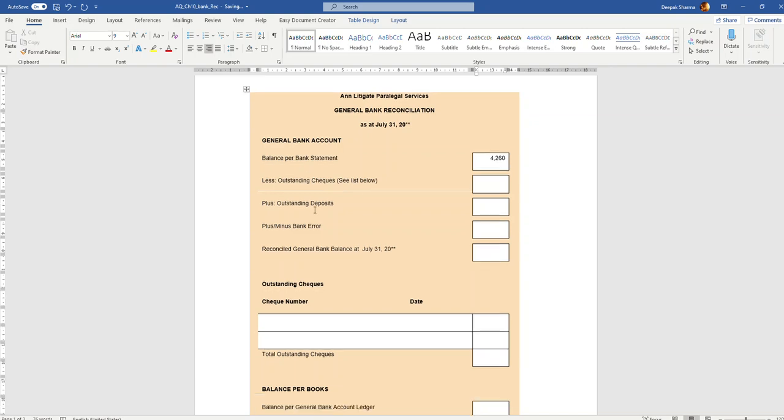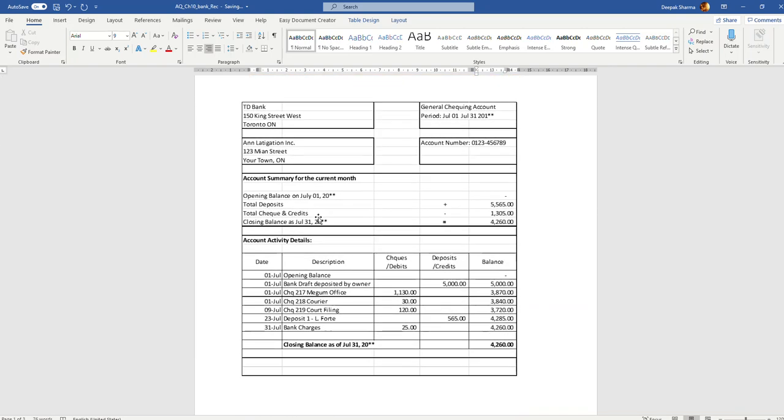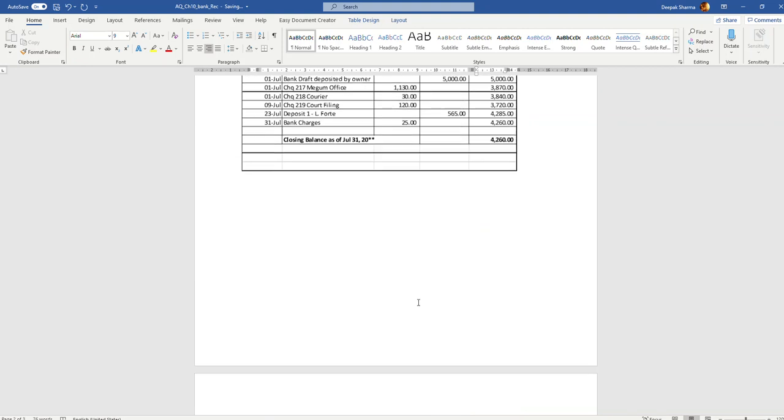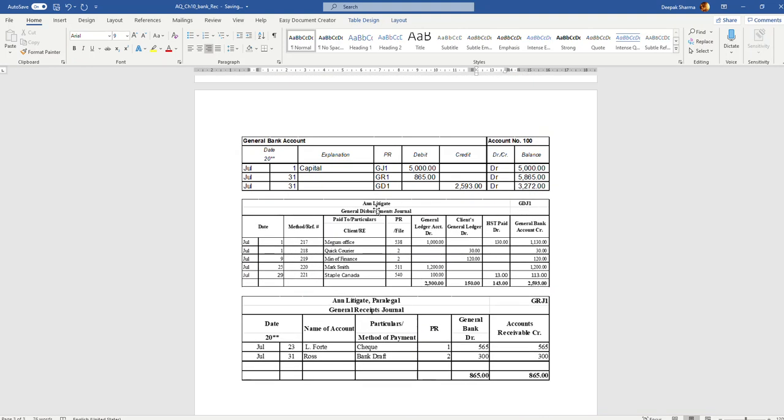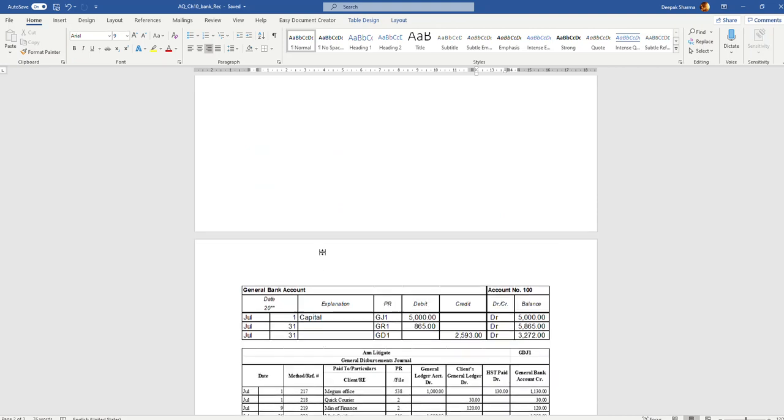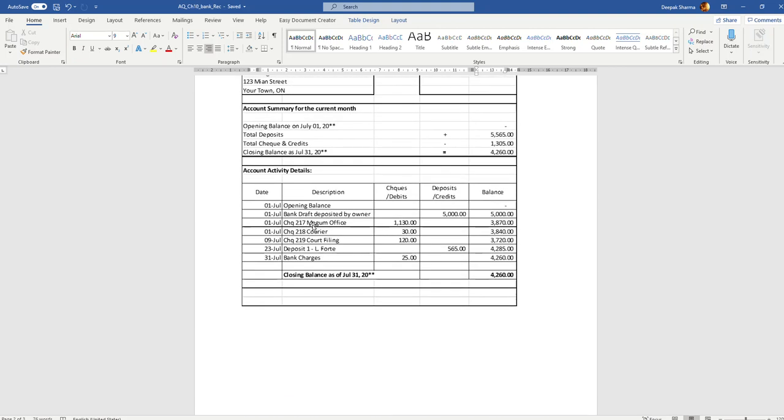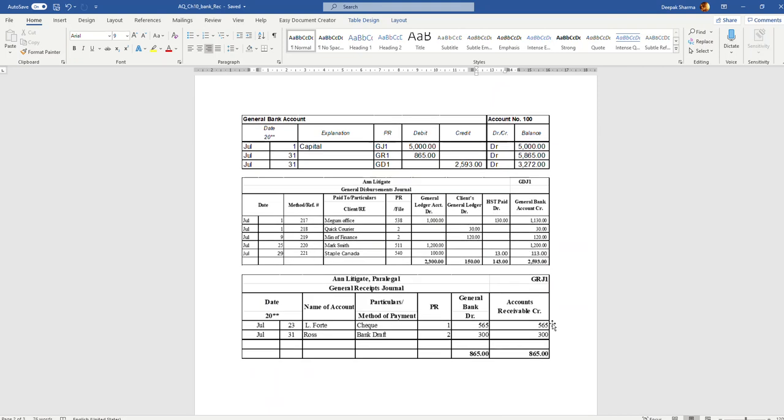To find the outstanding checks, you compare the checks that you see on your bank statement with the checks that you have under your disbursement journal. Remember, when you make a payment, where do you record that? In your special journal, in the general disbursement journal right here. These are all the checks that went out. So you're going to compare this with your bank statement. You look at 1,130, check number 538, check number 217 right here. You go into your bank statement and say, okay, I see the check right here, so I don't have to do anything with that.